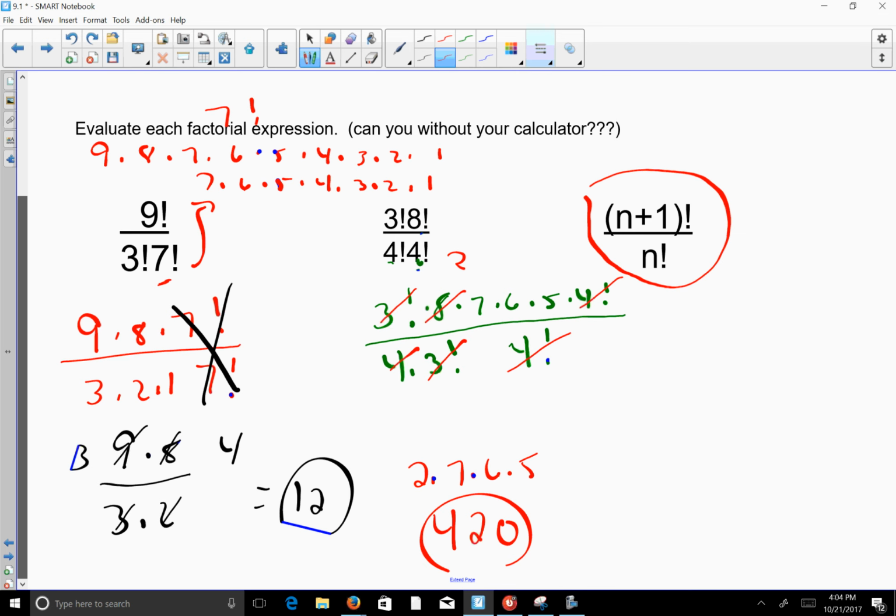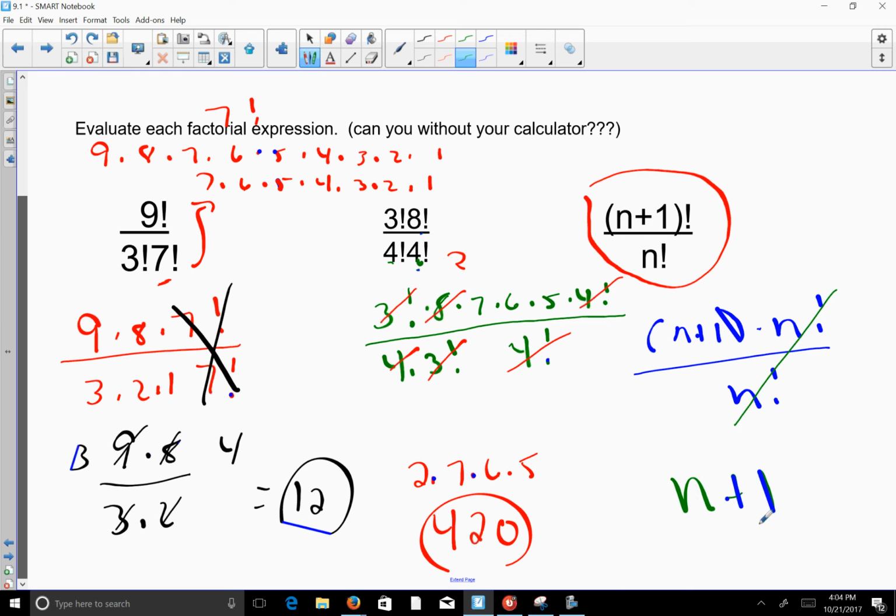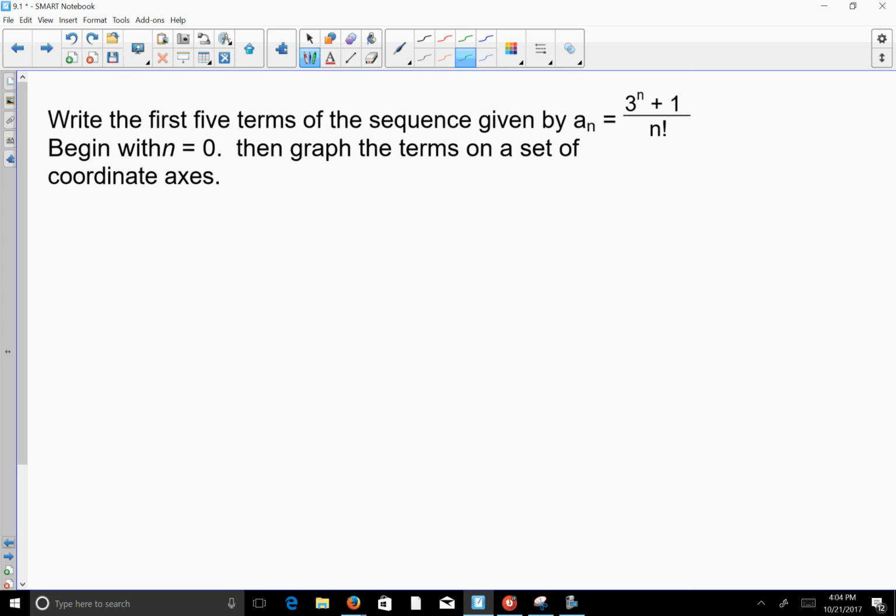Okay, so we're thinking about this one right here. What I'm going to do is this n plus 1, I'm following the same pattern as this 9 factorial times 8 factorial. I'm going to think of this n plus 1 factorial as n plus 1 times 1 less than that, which would be n factorial, all over n factorial. Here I can see that the n factorials will simplify, and I'm left with an answer of n plus 1.